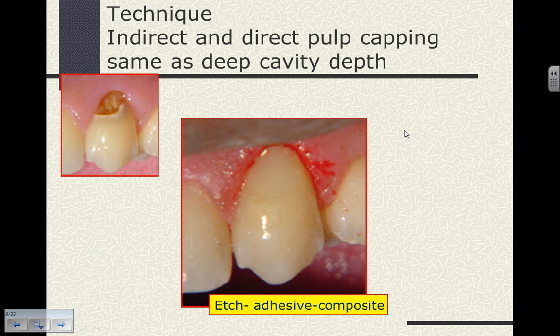We've placed our Di-Cal, our Vitribond, and then we do our etch adhesive composite procedure to restore this tooth with a well-sealed restoration. We're then going to follow this tooth. Every time the patient comes in for recall, we're going to make sure that the tooth's been asymptomatic. We'll do a cold test to make sure the tooth's fine. We'll make sure the tooth has no percussion sensitivity.